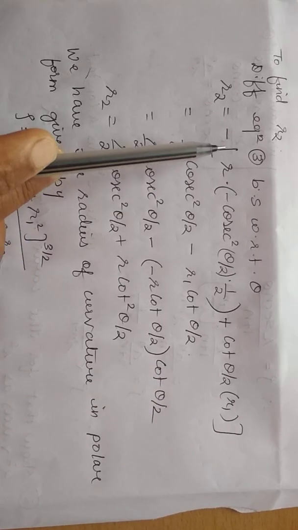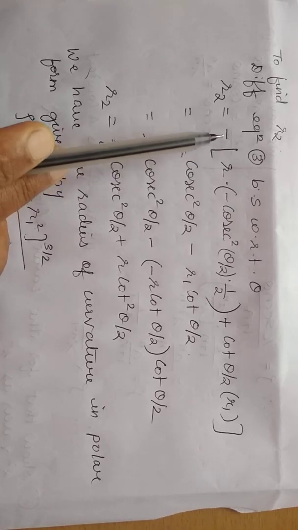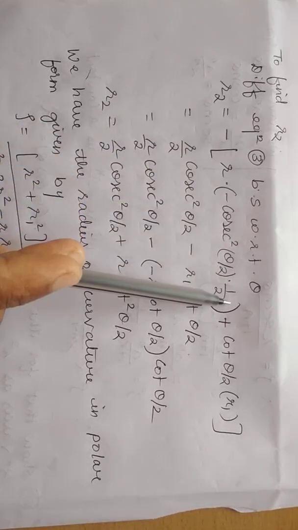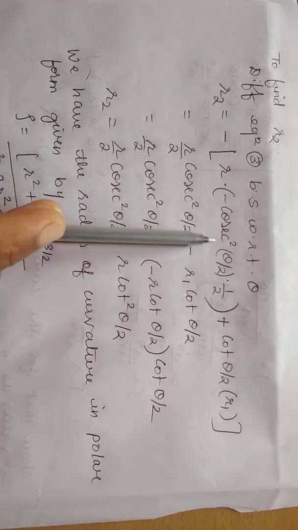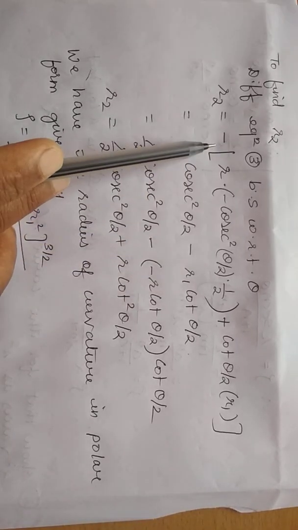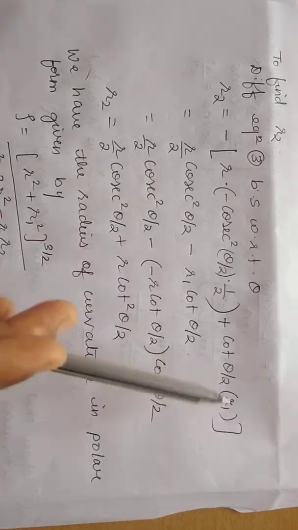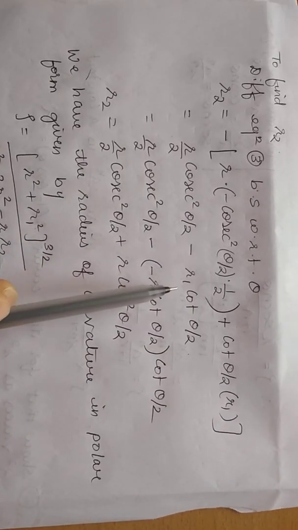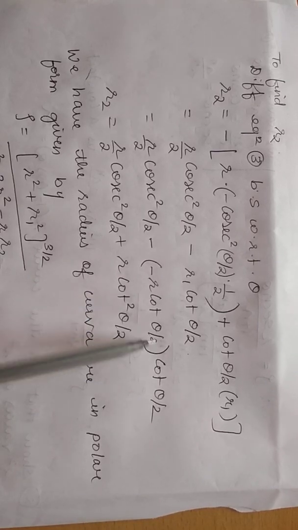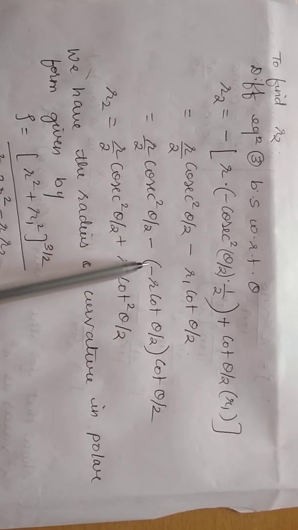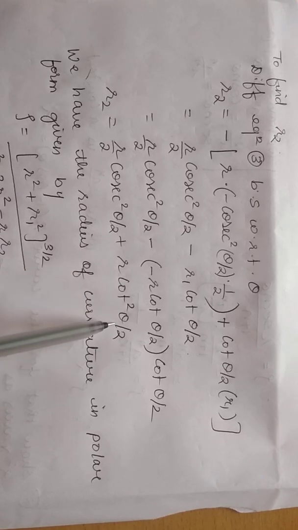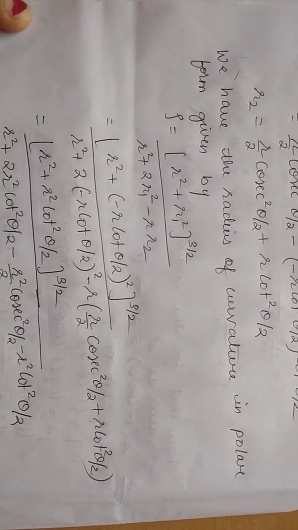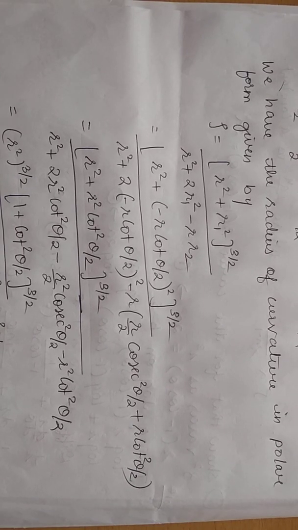Now multiplying this minus sign inside, minus of minus is plus r by 2 cosec square theta by 2. Minus into plus is minus r1 cot theta by 2. Substitute r1, which is minus r cot theta by 2, and cot theta by 2. Simplify: minus of minus is plus r cot square theta by 2. This is r2. Now consider the formula for radius of curvature in polar form.